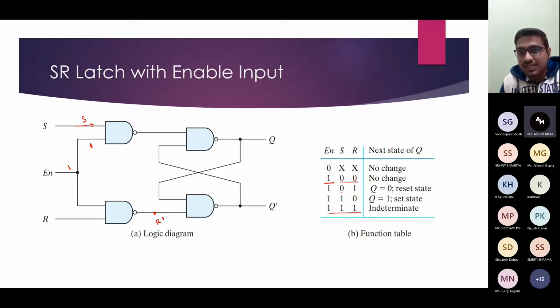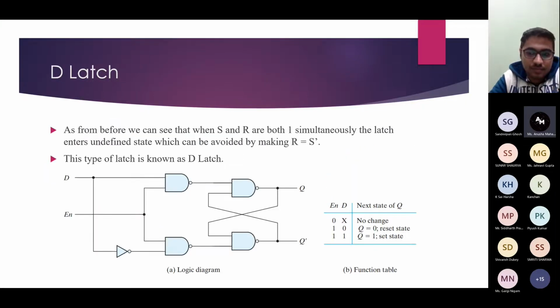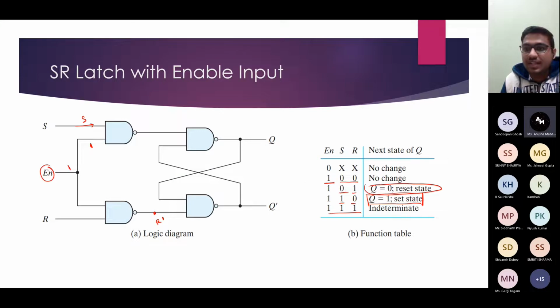And when S is 1 and R is 0, that's called the set state. Set state means Q is equal to 1. And when S is 0 and R is 1, that's called the reset state. So basically this enable input is controlling the behavior of this latch. This enable input causes the latch to work or not work. Not work means memory state. And one more important thing here is that this is the indeterminate state.